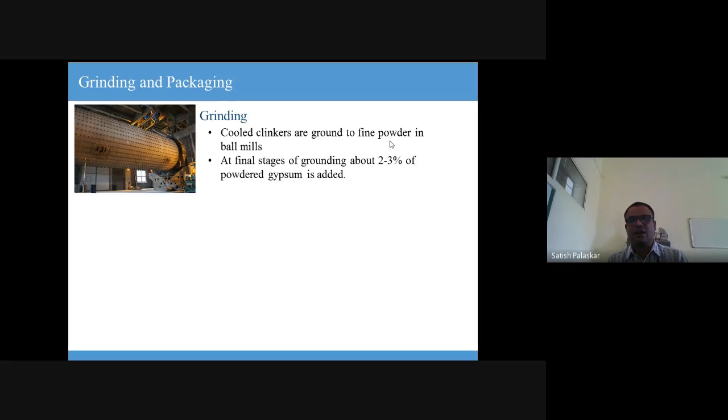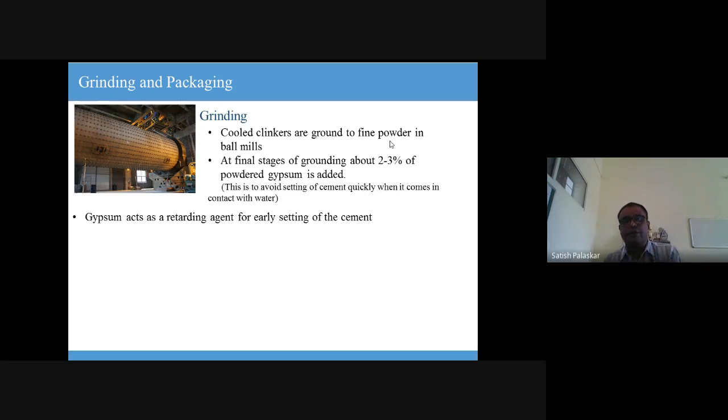At the final stage of grinding, which means making it fine, about 2 to 3% of powdered gypsum is added, 2 to 3% only. Okay, if it is less, the properties are hampered. If it is more, again the properties are hampered. Which property? The setting property will be hampered. This is to avoid quick setting of cement when it comes in contact with water. Gypsum acts as a retarding agent for early setting of the cement.